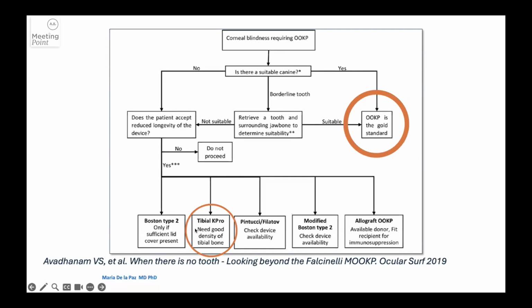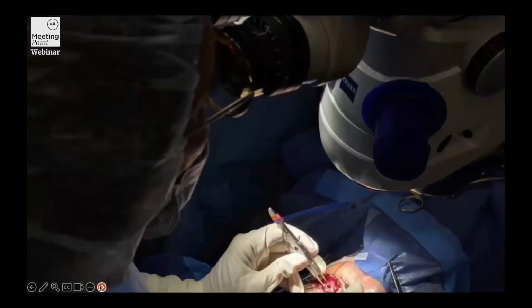So today I will be presenting the case of a Tibial KPro, and on the sides you can see that there are other options. But what I want to present today is the technique of the Tibial KPro.